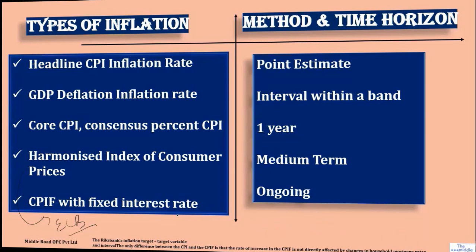Point estimate will be that point. It has to be at that particular point. Whereas interval, it could move between a point.